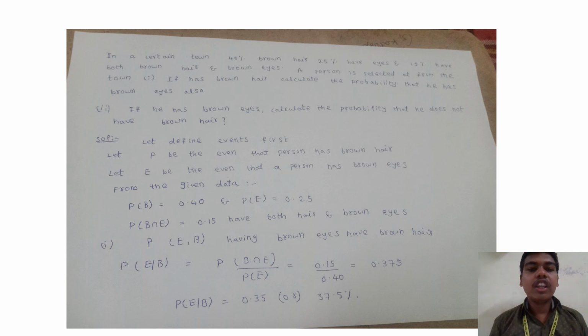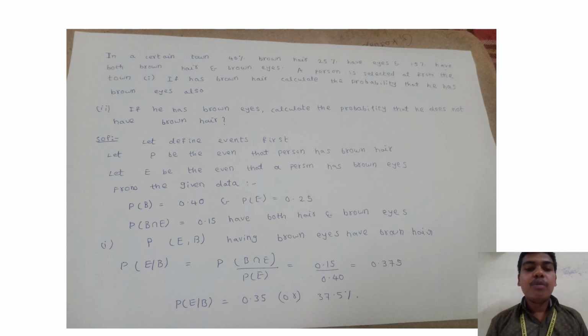First of all, let's define the events. Let B be the event that the person has brown hair. Let E be the event that the person has brown eyes. Then P of B is given by 40%, converted into 0.40, and P of E, having brown eyes, is given in the problem as 25%, converted into 0.25. And the person having both brown hair and brown eyes is given as 15%, converted into 0.15.